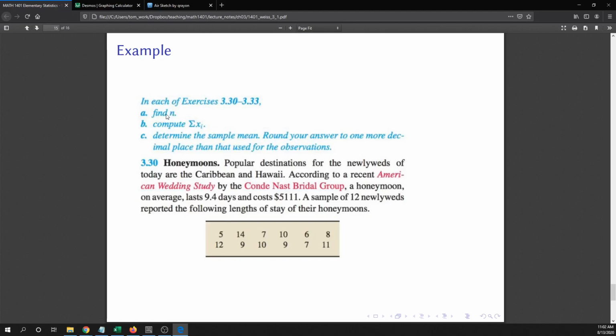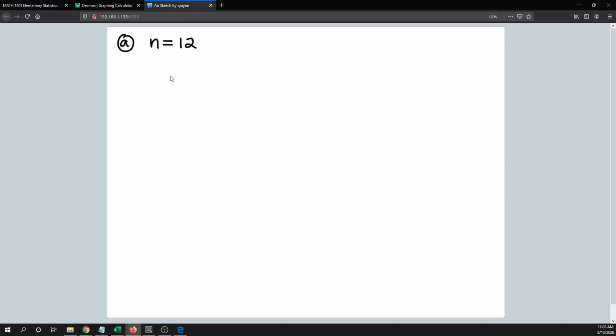First off is n, and that's the sample size. They tell us it's 12. If they didn't, then we'd have to figure out how many there are. So part A is really easy. For part A, n equals 12, and that's it. So the sample size is 12.